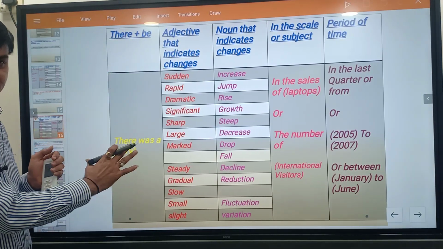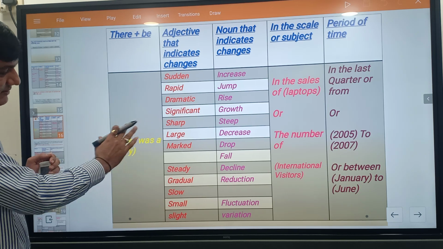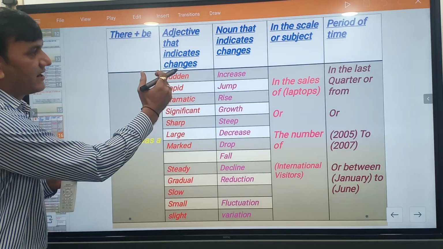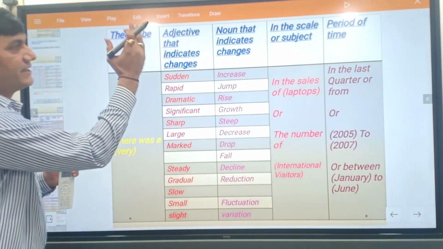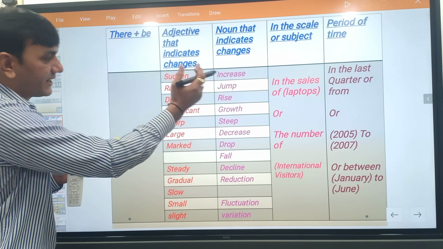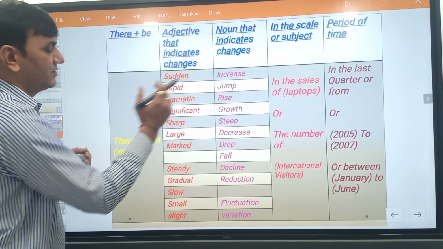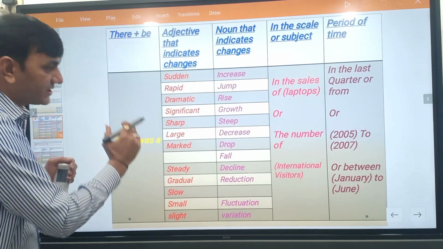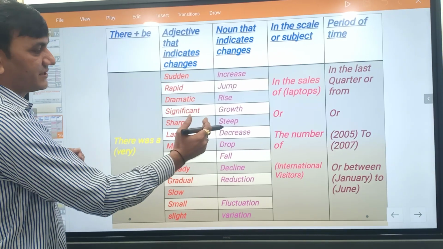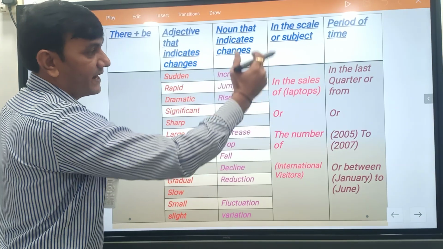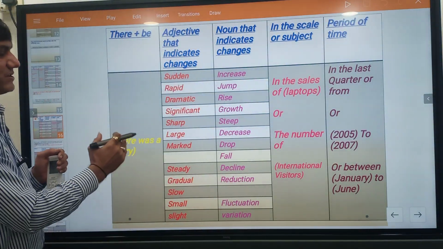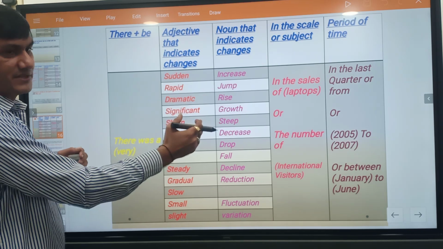First, there was something. For example, there was, then an adjective that indicates changes. There was a sudden increase. Here adjective and then noun: sudden increase. There was a rapid jump. There was a dramatic rise. Significant growth, sharp, steep. There was a large decrease in the sales of laptops in the last quarter from January to June. There was a very large decrease.